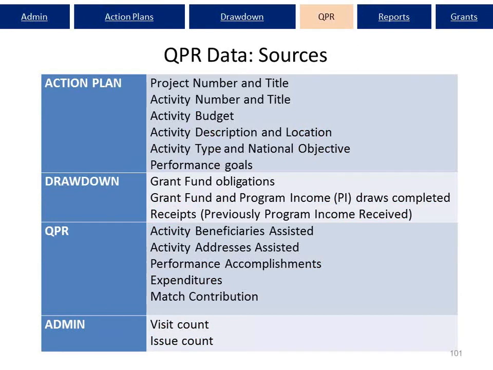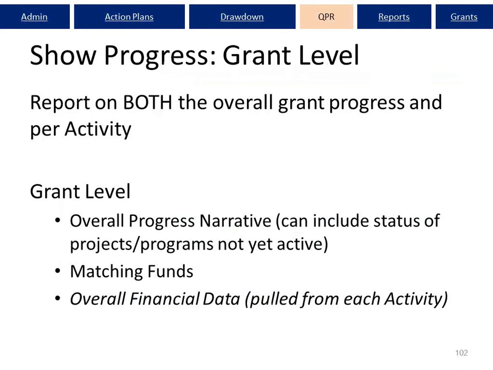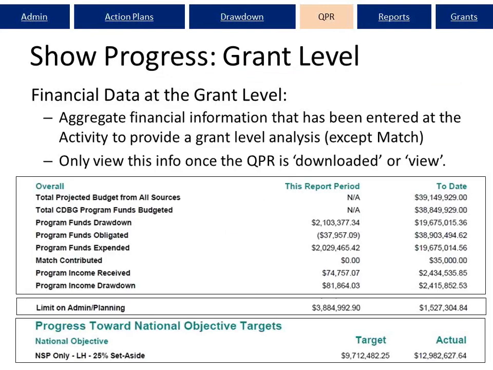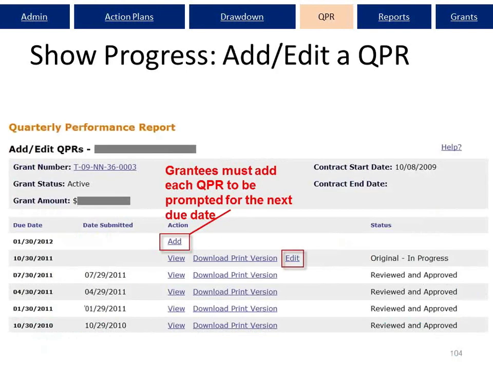So the most part you can see is expenditures match and accomplishments. And other than that, it should say visit count, and if you're on this page, it should say report count, not issue count. So overall, you're going to be showing what's your overall progress financially. What are your targets and your goals? Data gets added up from the activities.